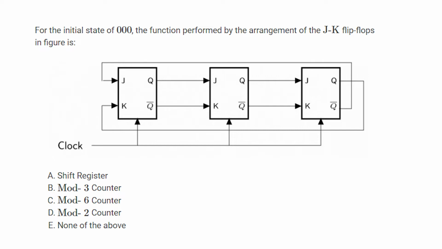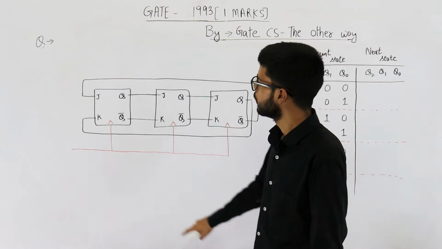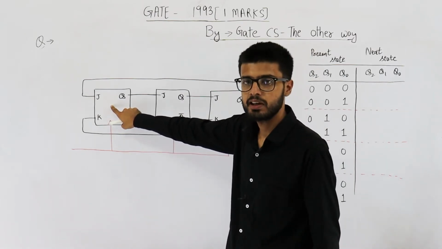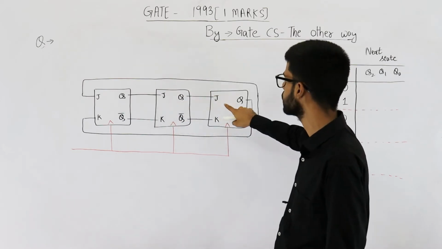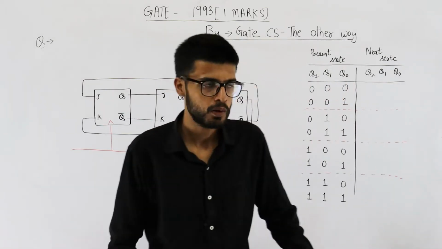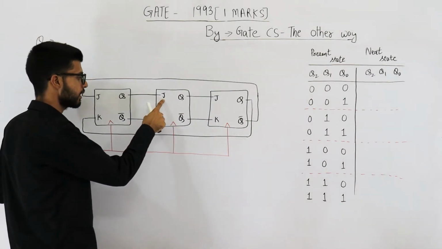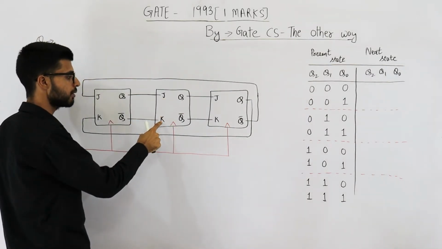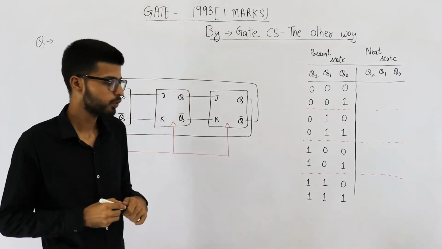Okay, so you can see I've drawn this diagram given in the question. We need to identify what kind of a counter this is. Have a look. This JK is behaving as a D flip-flop. This one is also behaving as a D flip-flop. This one is also behaving as a D flip-flop. How can I say this? Let's analyze this one. Whatever is connected to J, its complement is connected to K. And this is how we convert a JK flip-flop into a D flip-flop.